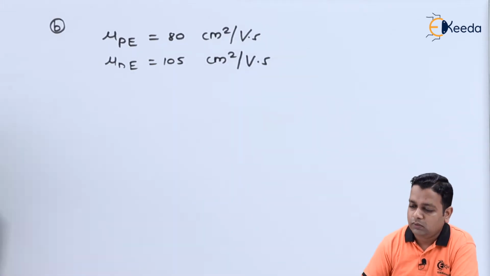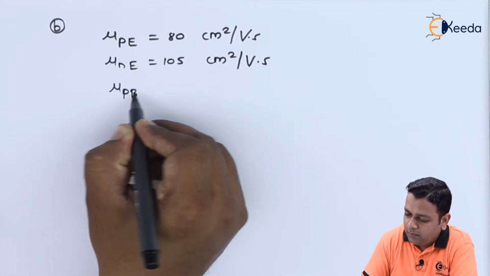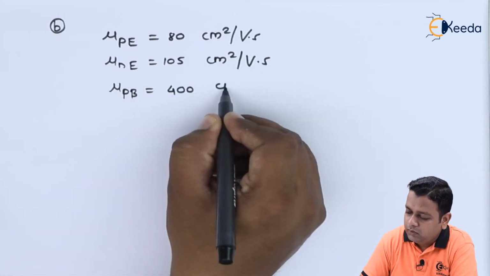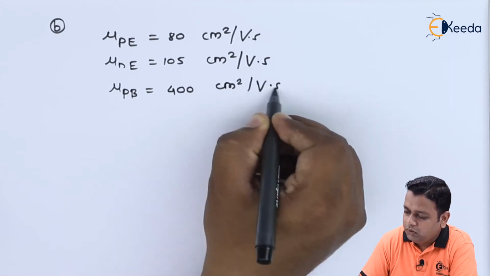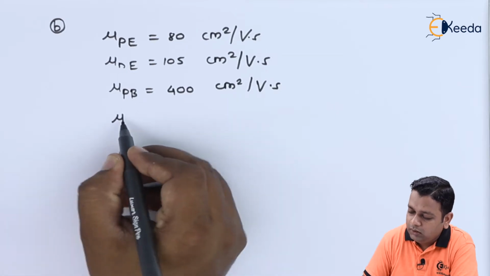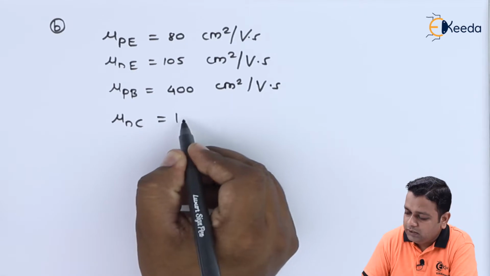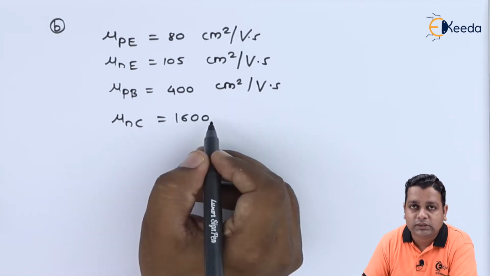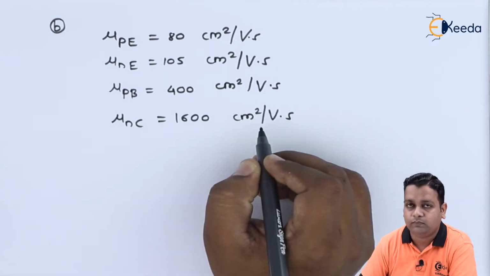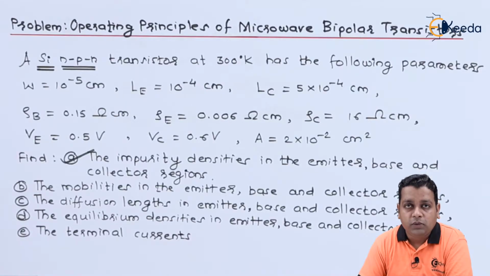The next one is for the base region, μ_pB. The value is determined to be 400 centimeter square per volt second. And the last value is for the collector, μ_nC, and the value is 1600 centimeter square per volt second. So this is the answer for part B. So we get back to the problem.